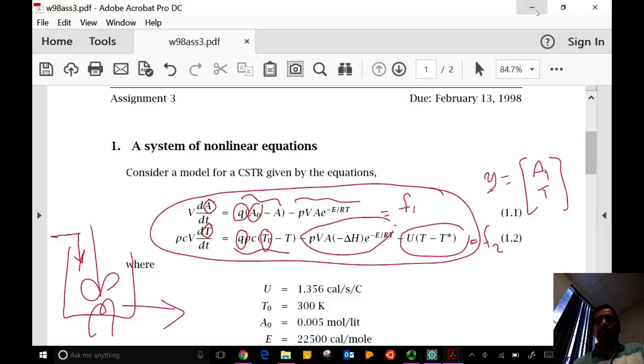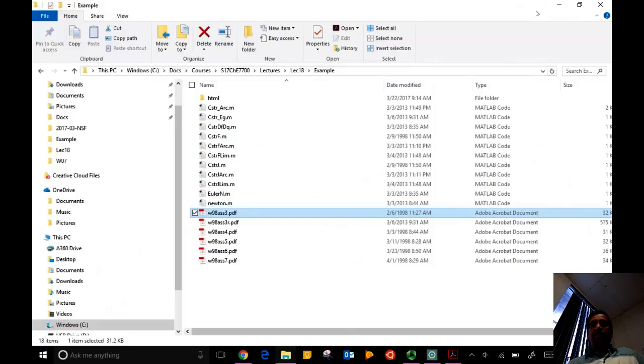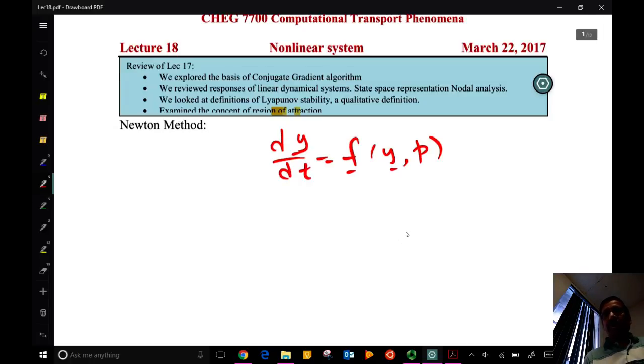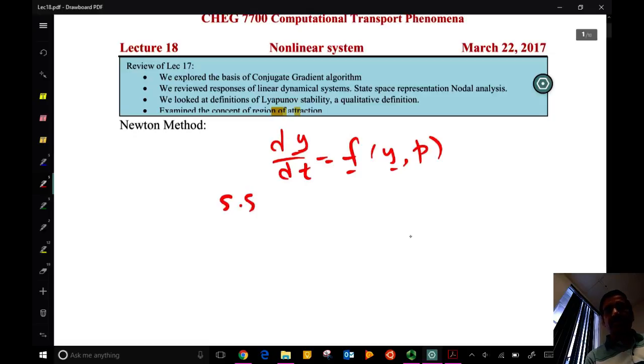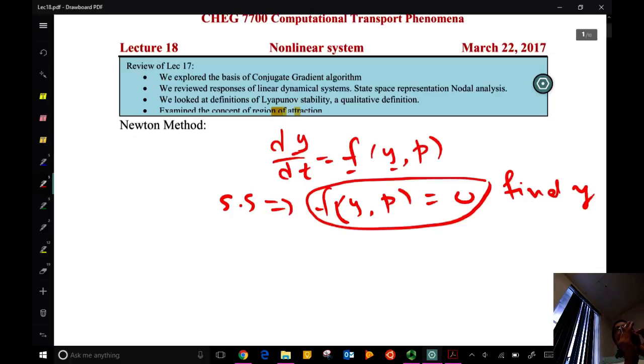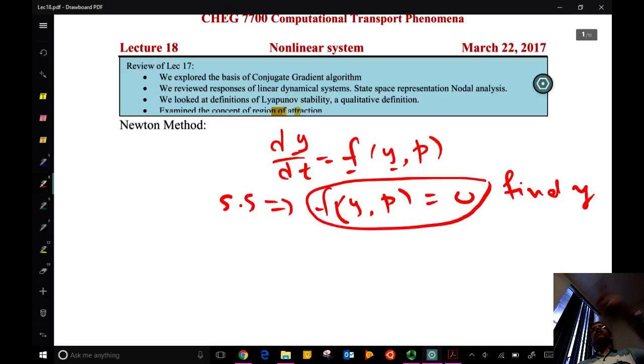Keep this problem in mind as we talk about the more generalized representation, dy/dt equals f of y comma p, where the steady state solution implies that f of y, p is equal to 0. That means find y that satisfies this equation for a given set of parameters. We had about 10 parameters. They're all going to be constant except for flow rate in our case. And I will show you a MATLAB implementation of this.